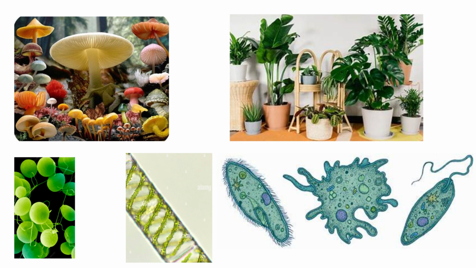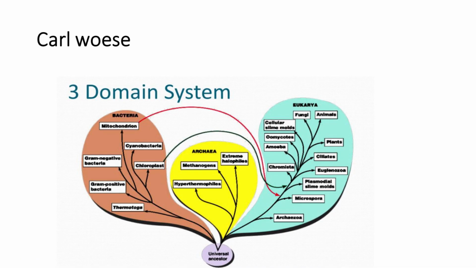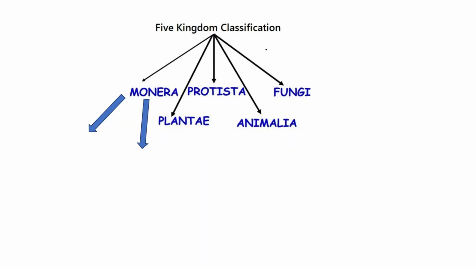The 3-domain system given by Carl Woese has also been proposed, which divides the kingdom Monera into 2 domains, Archaea and Bacteria, leaving the remaining eukaryotic kingdoms in the 3rd domain, and thereby a 6-kingdom classification. Let's learn about kingdom Monera.